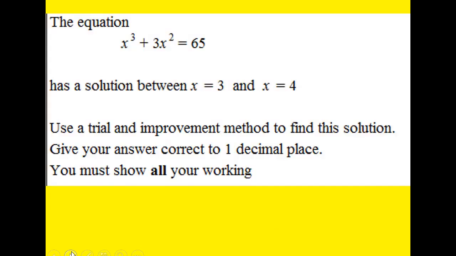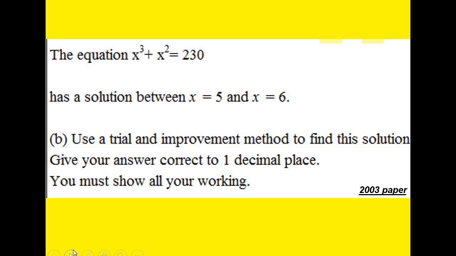So there's a few more for you to have a go at, if you wanted to have a go at those on your own. Look, you're often told where to start, so you'd probably go for 3.5, 3.5 cubed, add 3 times 3.5 squared, and see what you get. So I'm not going to do these with you. Here's another one. These are all exam questions. So again, look, you know it's between 5 and 6. You'd probably go for 5.5 and see what 5.5 cubed add 5 squared is, etc.